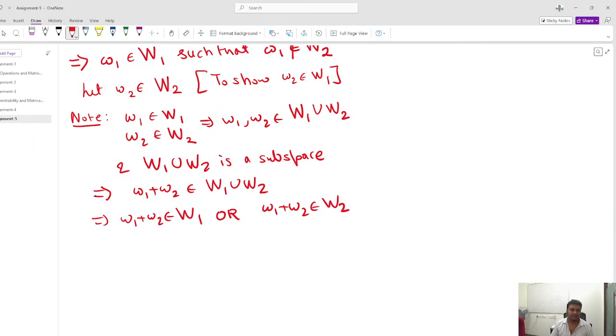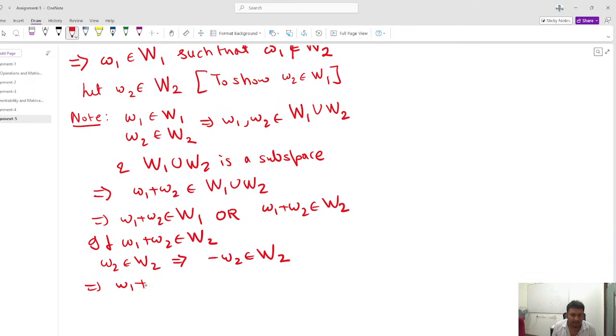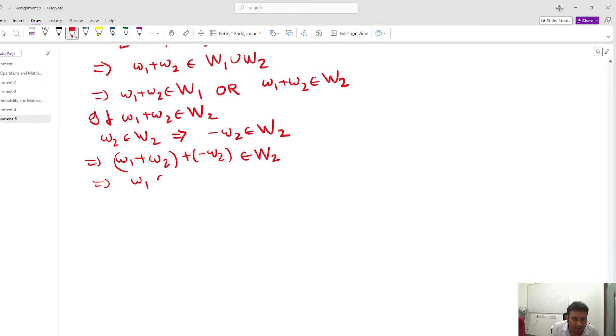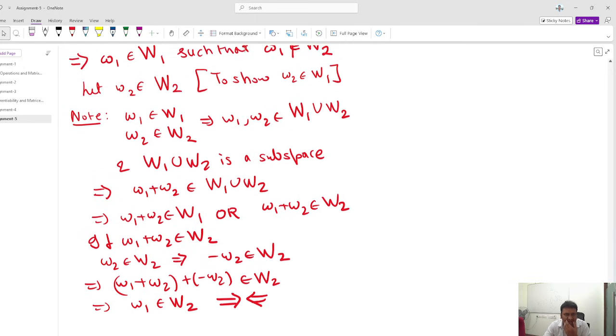Let us see where it is. Okay, so if w1 plus w2 belongs to W2, what will happen? Let's see. w2 is in W2, right? And it's a subspace, so minus w2 is also there. So it means w1 plus w2 plus minus w2 is also there. Minus w2 is the additive inverse in your vector space definition. So what does this imply, guys? w1 belongs to W2. This is not possible. If you see, this is a contradiction.